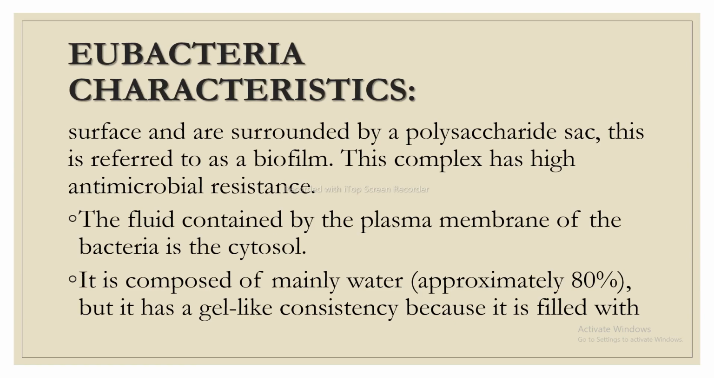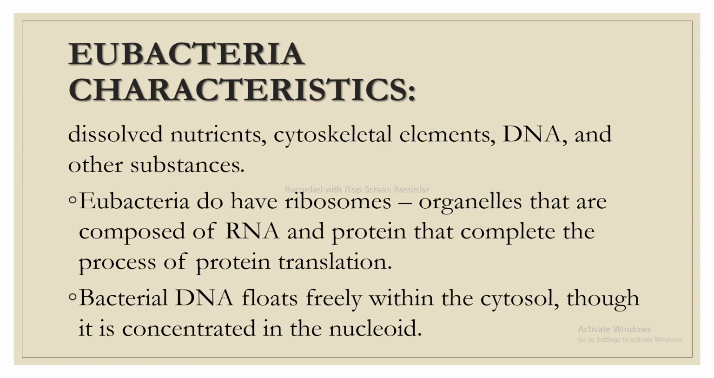The fluid contained by the plasma membrane of the bacteria is the cytosol. It is composed mainly of water, approximately 80%, but it has a gel-like consistency because it is filled with dissolved nutrients, cytoskeletal elements, DNA and other substances. Eubacteria do have ribosomes, which are organelles composed of RNA and protein that complete the process of protein translation. Bacterial DNA floats freely within the cytosol, though it is concentrated in the nucleoid.